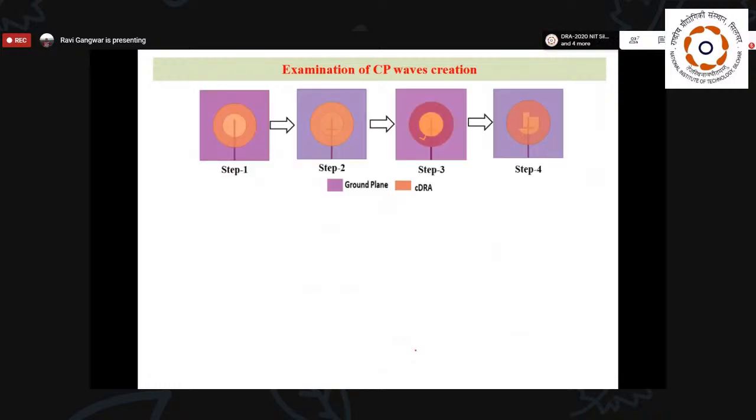So one important analysis from this one is that the hybrid mode is going to have a similar kind of radiation pattern. So here we can say that we are able to maintain the consistency in the radiation pattern due to the creation of similar kinds of modes inside your DRA. Now the second analysis is the examination of the CP wave.